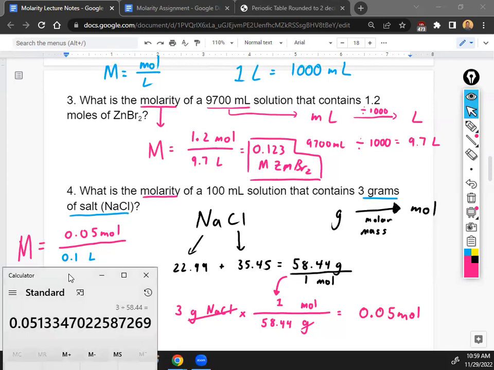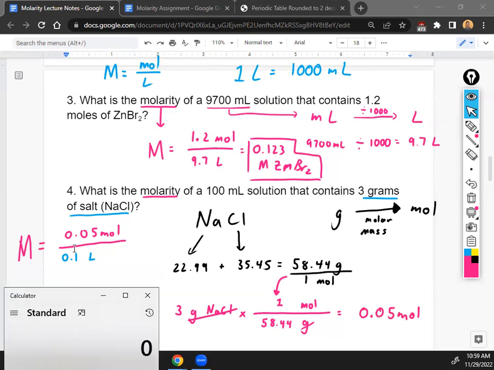Okay, so last step, we just need to solve out this fraction right here. 0.05 divided by 0.1 gives us 0.5. So our final answer here is 0.5 molarity. And that is our answer for NaCl. All right, and that's it.